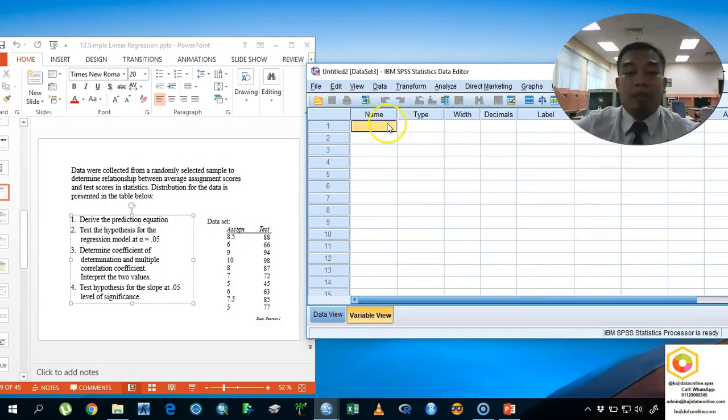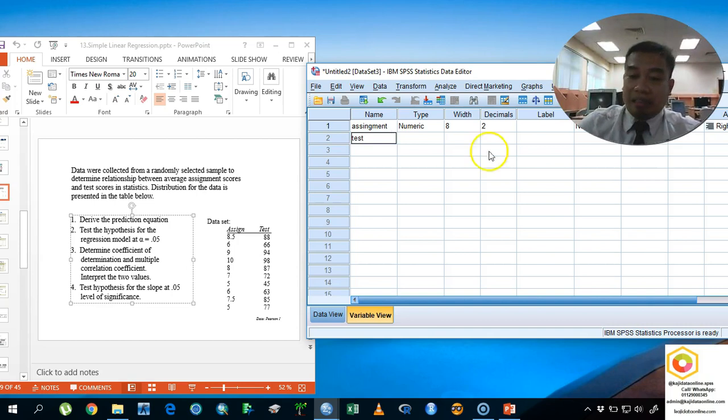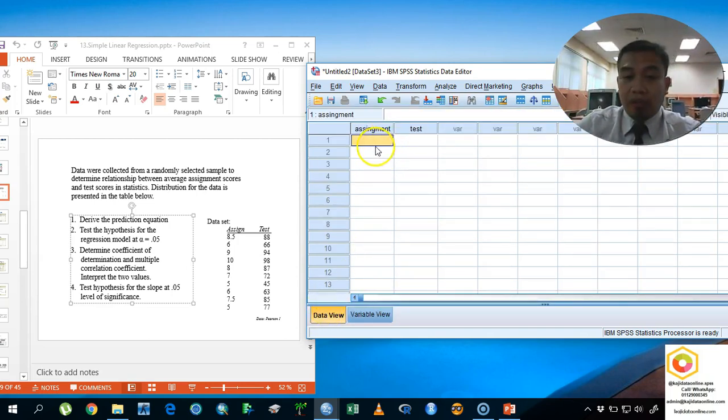The first one is the variable. You put here is assignment. Actually, it's the same from the previous data set. And then the next one is the test. Okay, and now you are going to put the values 8.5 and then 88. The next one is 6 and then 66. The next one is 9 and then 94. The next one is 10 and then 98.